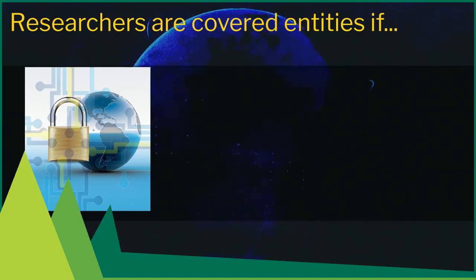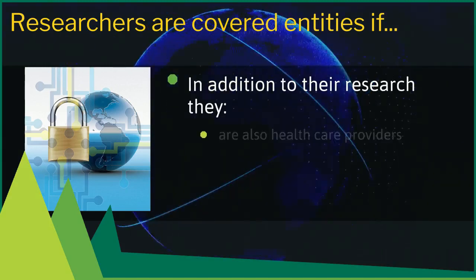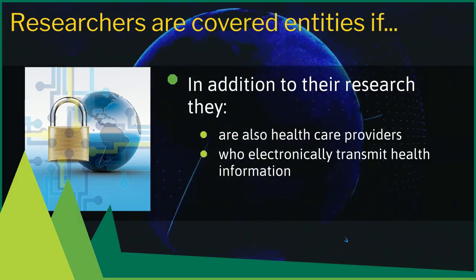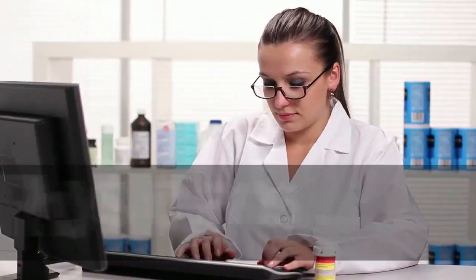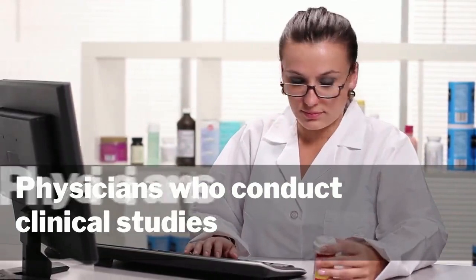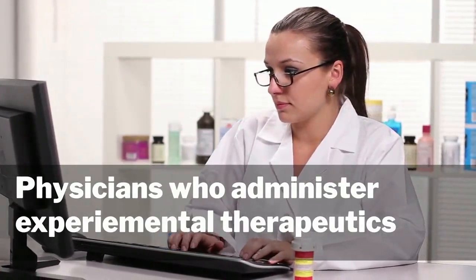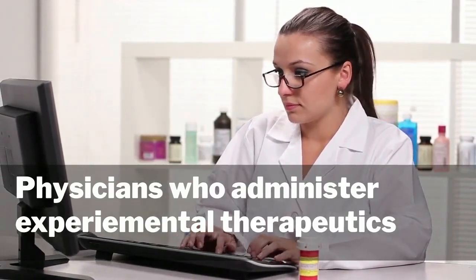Researchers are considered covered entities if, in addition to their research, they are also healthcare providers who electronically transmit health information in connection with any transaction for which the Department of Health and Human Services has adopted a standard. For example, physicians who conduct clinical studies or administer experimental therapeutics to participants during the course of a study must comply with the privacy rule if they meet the HIPAA definition of a covered entity.